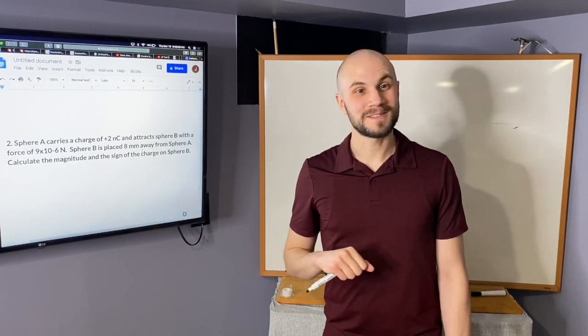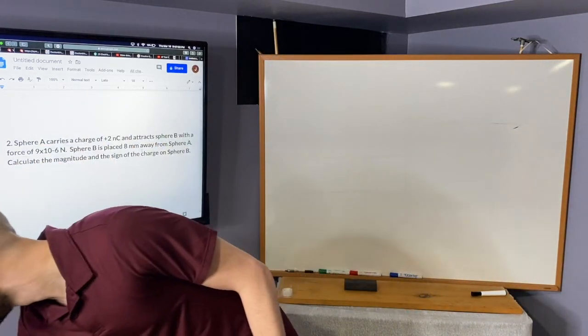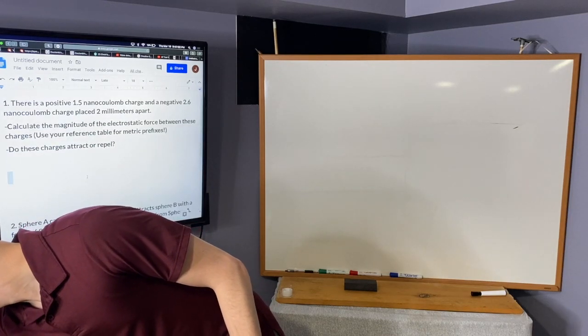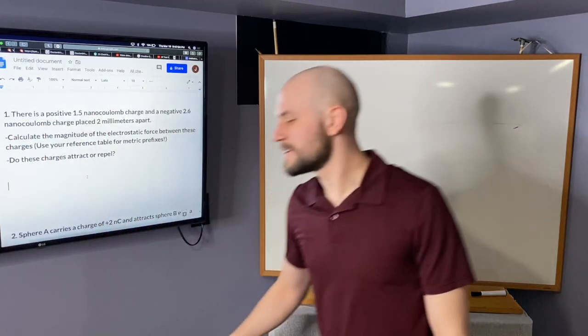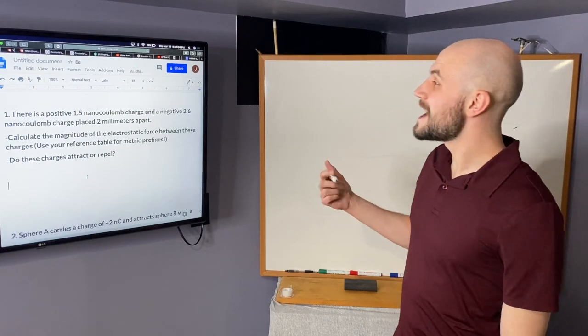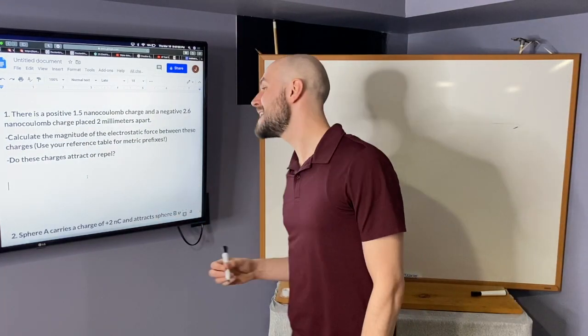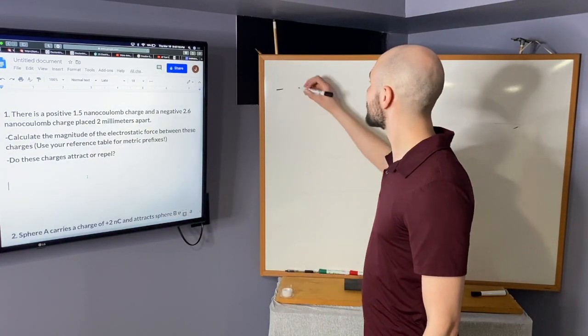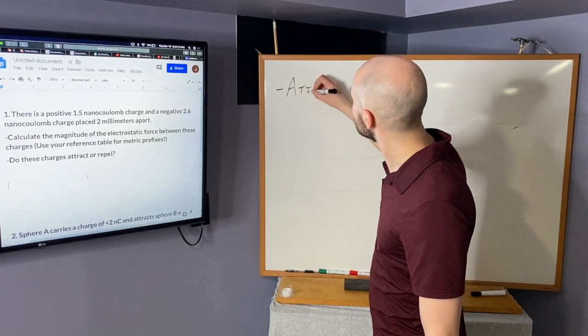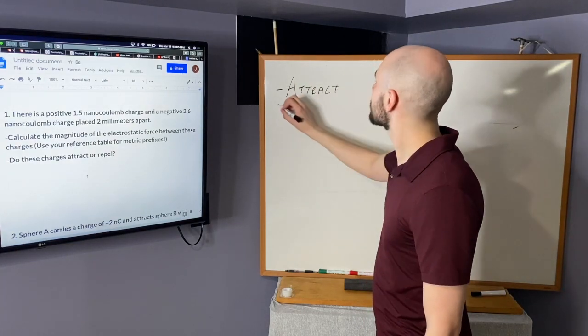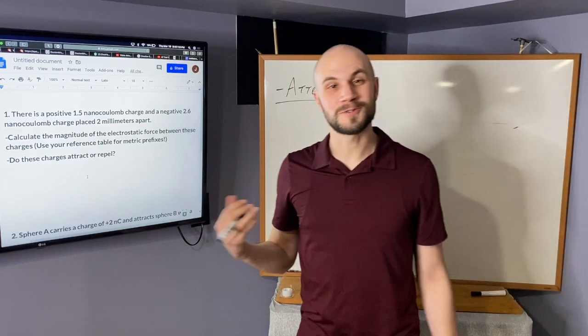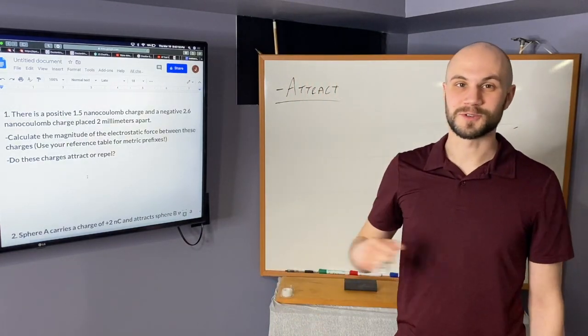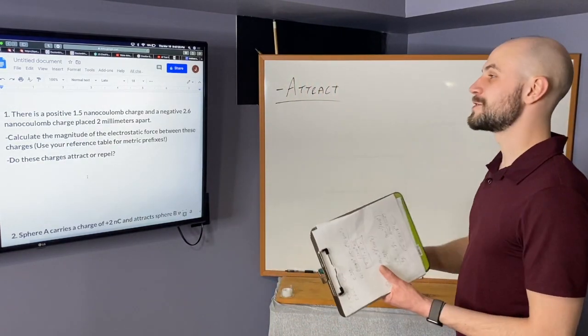I realized I missed part 2 of question 1. Before we do that, we want to figure out if these charges attract or repel. We have a positive charge and a negative charge, so these are going to attract. Remember, like charges repel and unlike charges attract. So those two charges are going to attract.